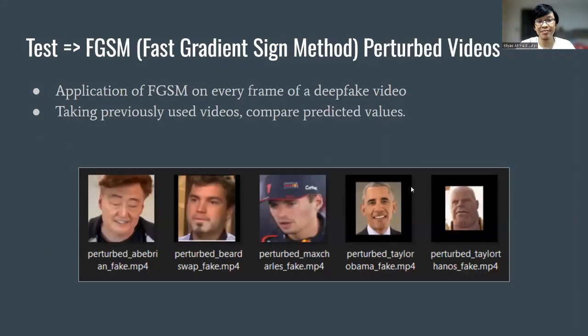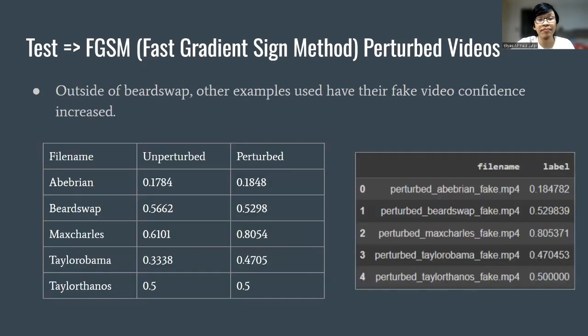My final attempt was to perturb the deepfake videos with the fast gradient sign method, or FGSM. Applying FGSM on every frame of a deepfake video, I decided to take previously used videos to compare the predicted values before and after perturbation. With these results, outside of beard swap, other examples used have their fake video confidence actually increased. The perturbed values, except for beard swap, are actually higher than unperturbed, which means those videos are more likely to be detected as fake.